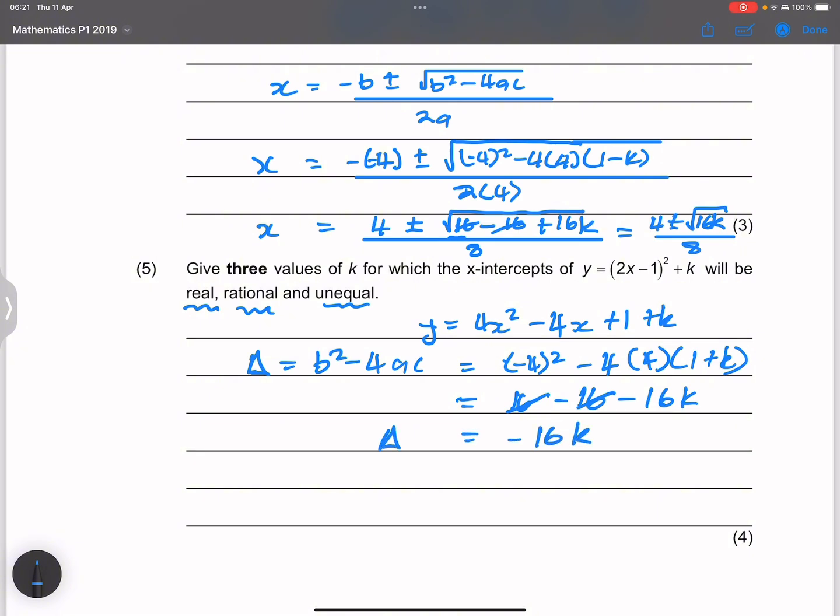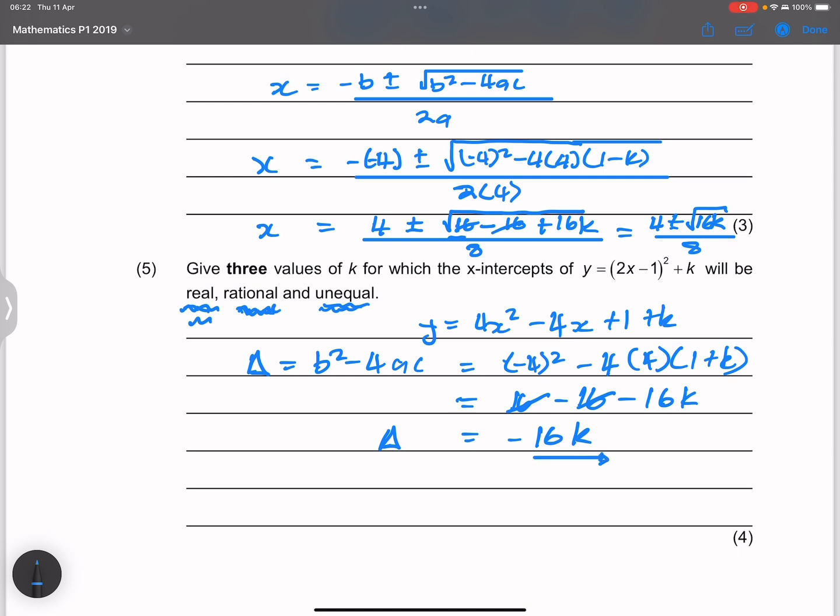Now remember, for real roots, delta has to be greater than 0. For rational roots, it has to be a perfect square. Unequal simply means that it has to be greater than 0. For real, you can have greater than or equal to 0, but for them to be unequal, they definitely have to be greater than 0, which means delta cannot be 0. In this case, we want rational roots, so we want this expression to be a perfect square.